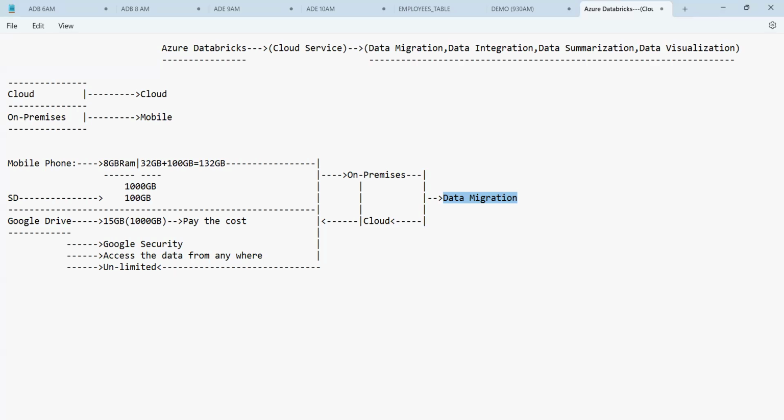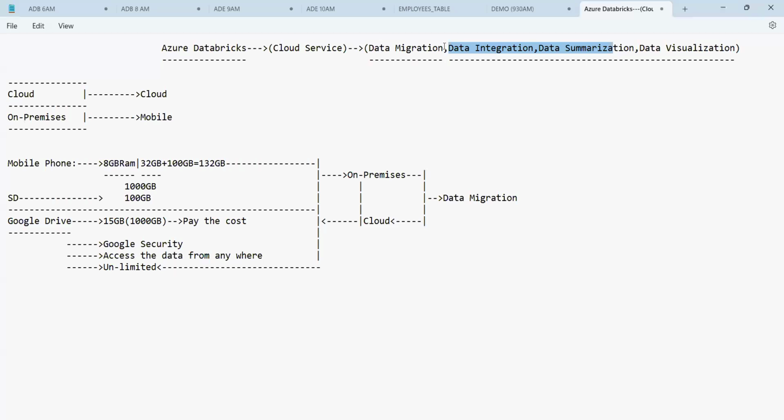All right. Now I think everyone is clear with what is data migration. Data migration is a process where we move the data from the on-premises environment to the cloud environment. Hence we call it a data migration job. Now guys, what is data integration and what is data summarization?